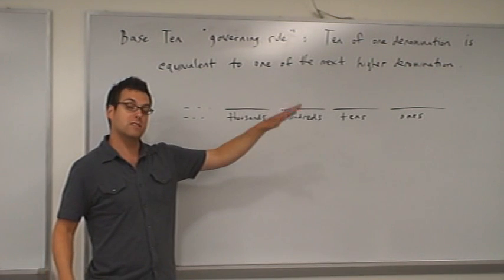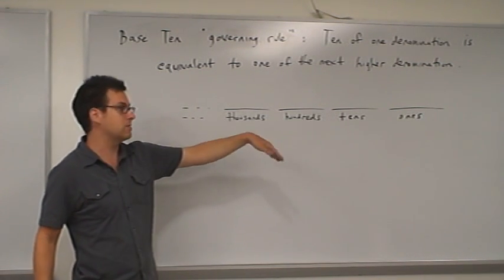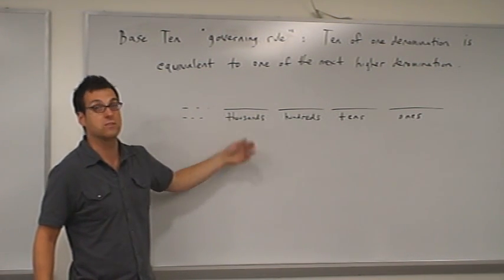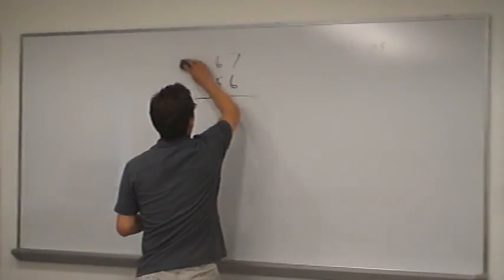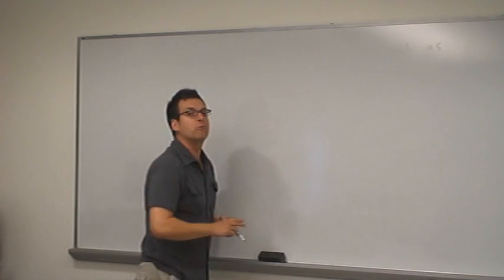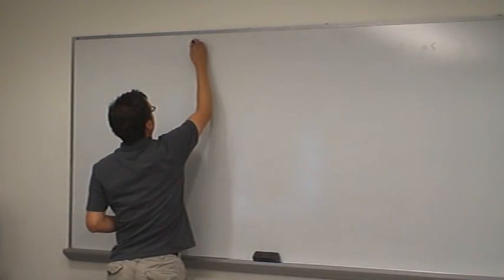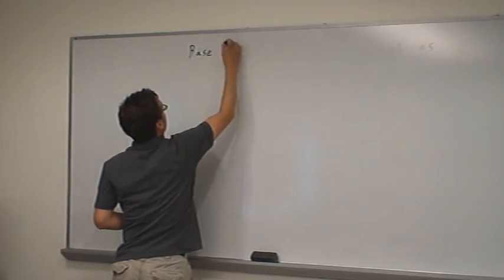We have the ones place, since 10 ones makes 1 ten. We have the tens place, since 10 tens is 100. We have the hundreds place, and so on and so forth. So what if we were to work in a place value, or a number system different than base 10? What if we were to work, for example, in base 5?